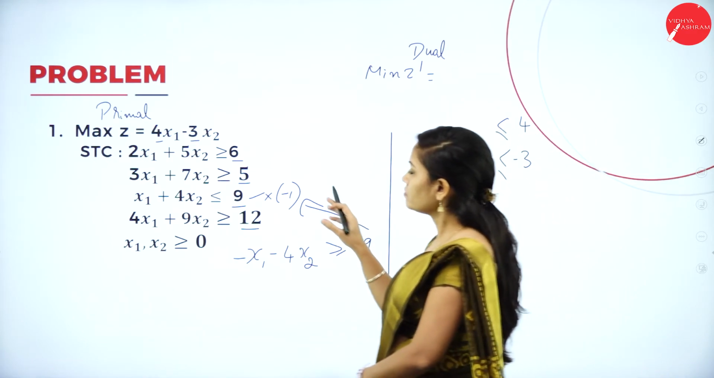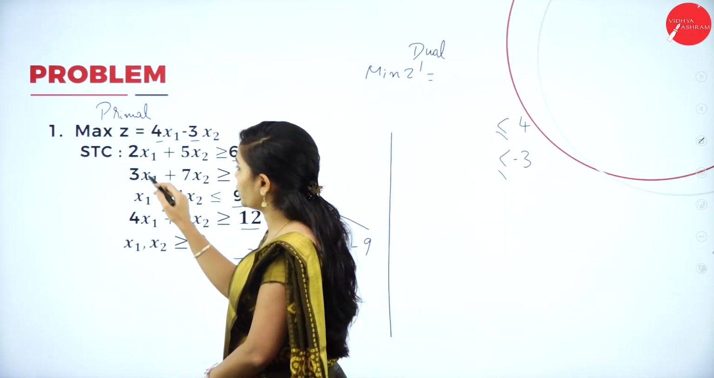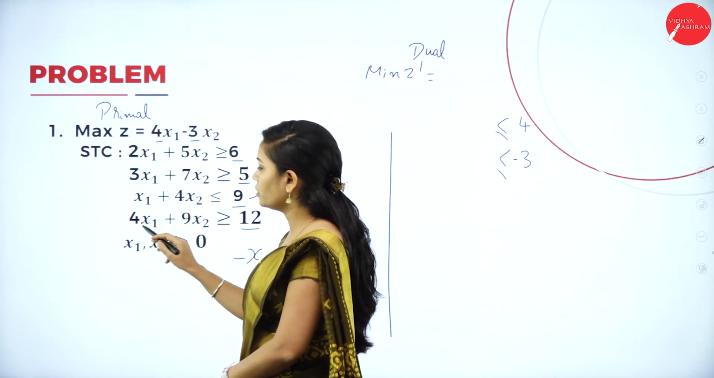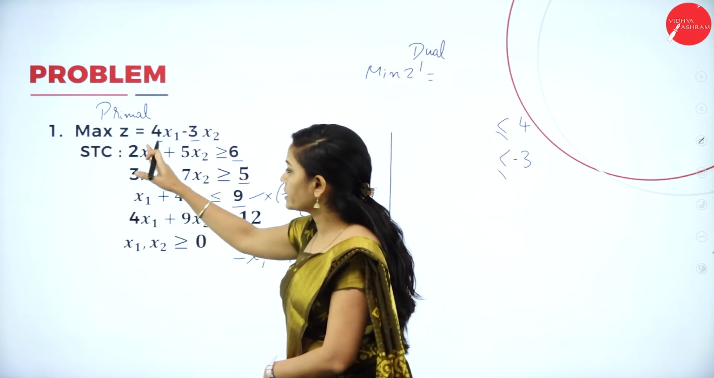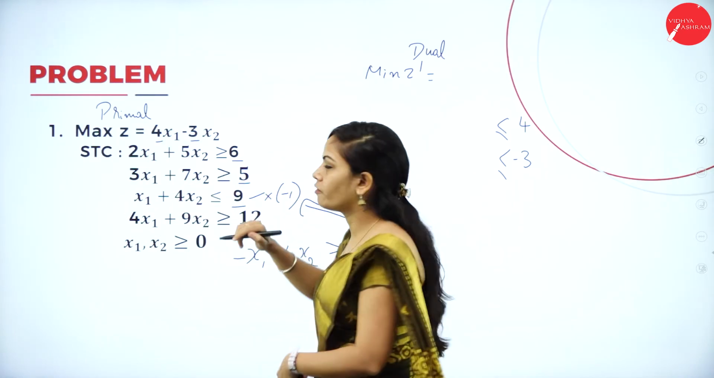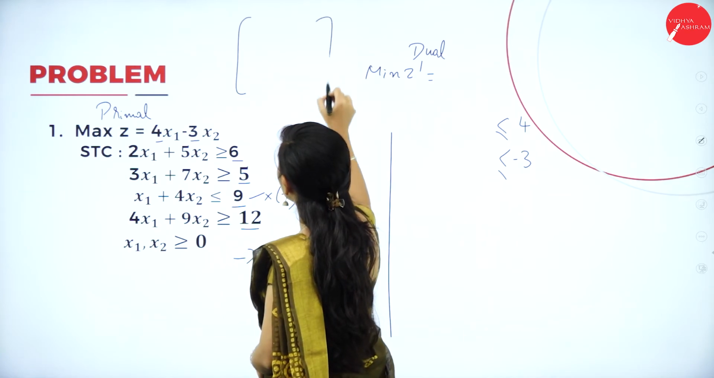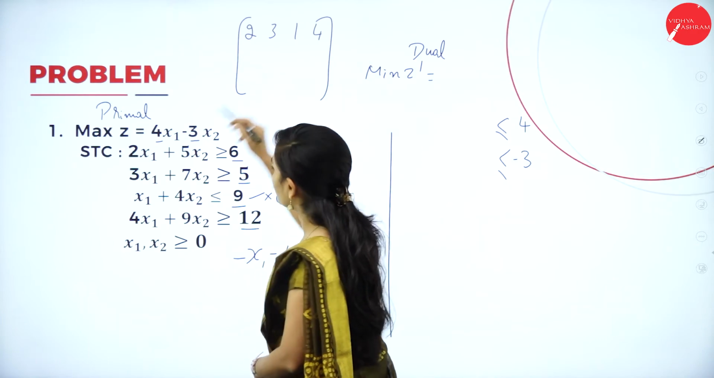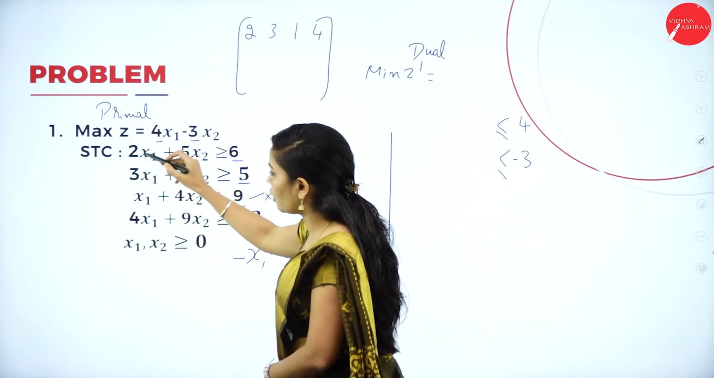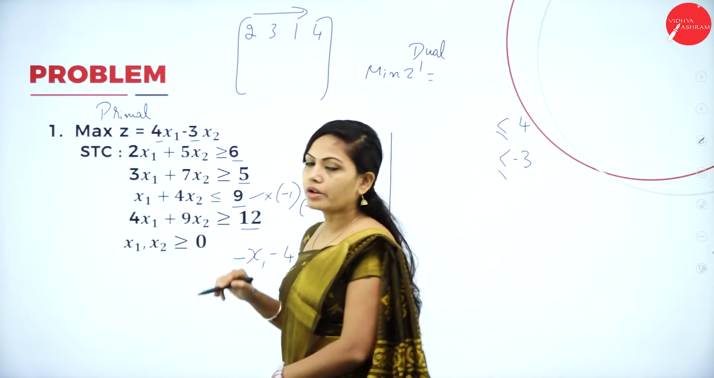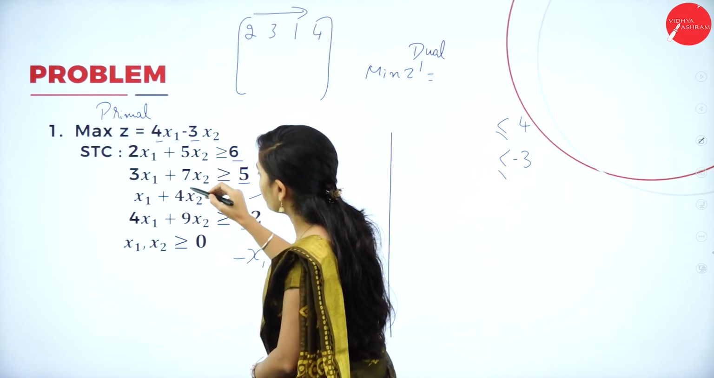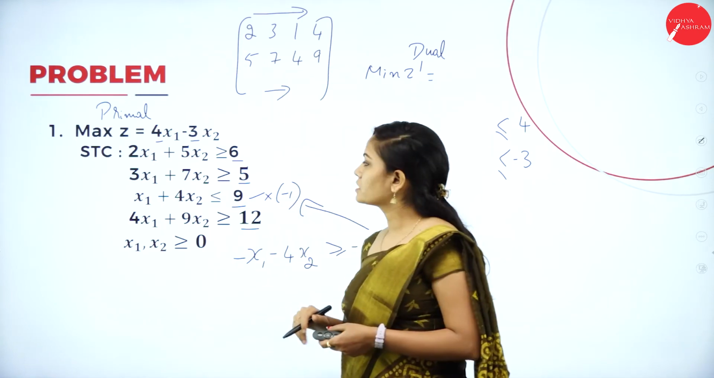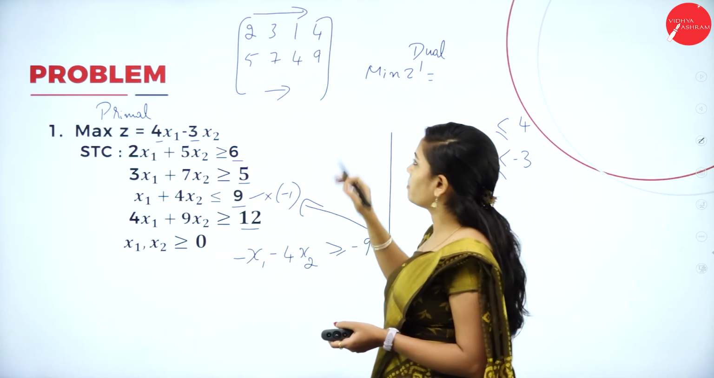So now you just observe these constraints. Here I have 2, 5, 3, 7, x1, 4, x2, 4 and 9. All these column values will become row values, so write it in a matrix method. So 2, 3, 1, 4. All this column becomes a row. And 5, 7, 4, 9. So all these columns have been written in matrix form.